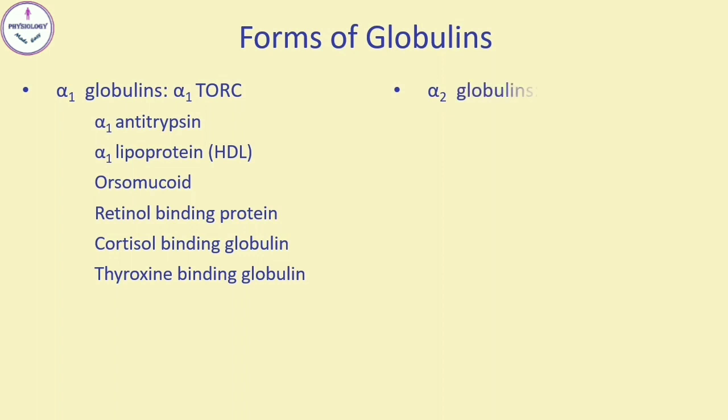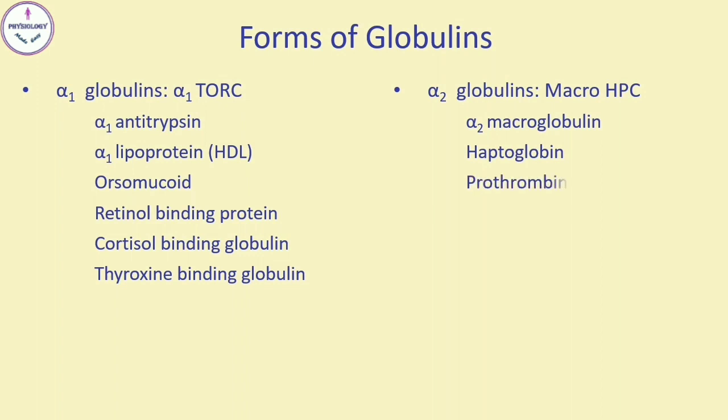respectively. Alpha 2 globulins examples are alpha 2 macroglobulin. It works as reserve proteinase inhibitor and also inhibits plasmin. Haptoglobin. It combines with free hemoglobin and prevents iron loss and renal damage. Prothrombin. As you all know, it takes part in blood clotting process. Ceruloplasmin. It is essential for the transport of copper.